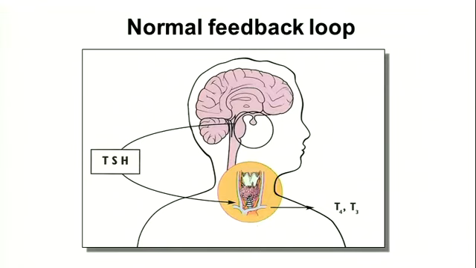So the feedback loop starts in the brain with the hypothalamus stimulating the pituitary to release TSH, or thyroid stimulating hormone, and then it interacts with the thyroid gland to release T4. T4 actually gets converted to T3, which is the active product, and it gets degraded into T3, T2, and then recycles the protein and the iodine.